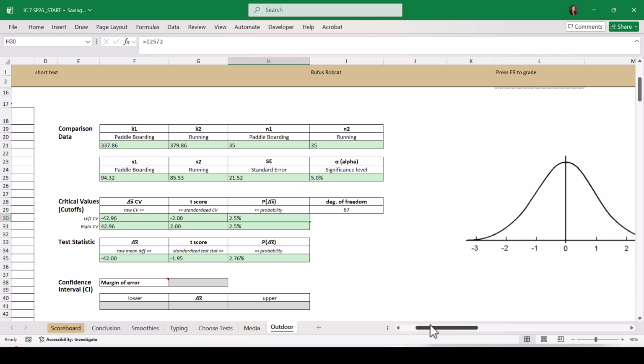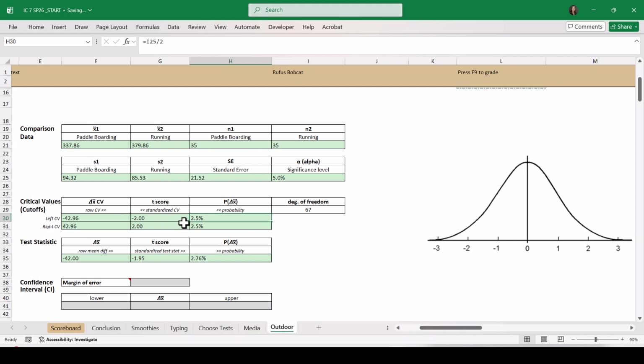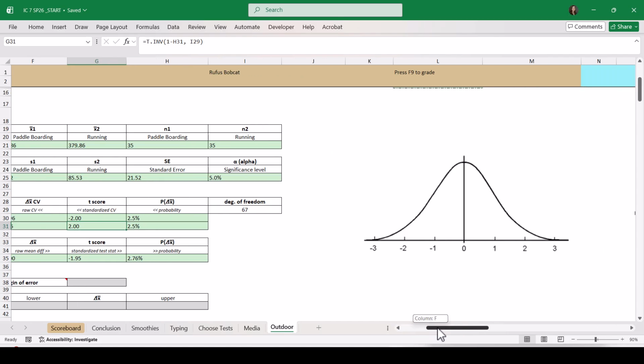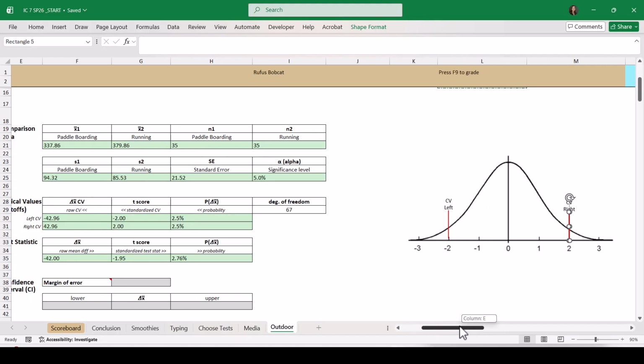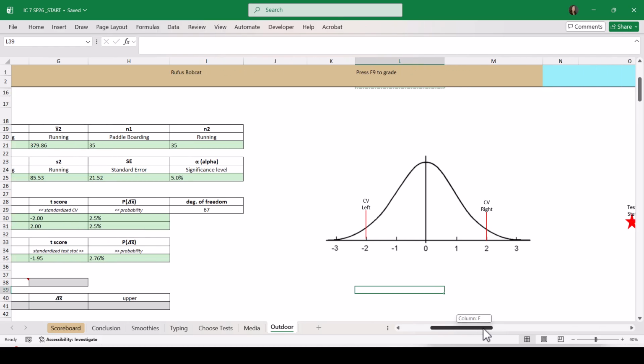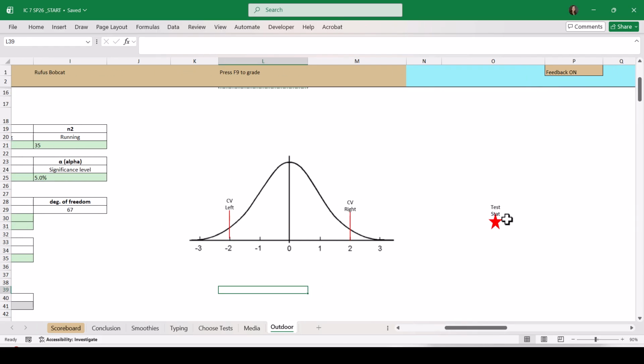Now, what about the critical value approach? For the critical value approach, you plot your standardized critical values, those t-scores of positive and negative 2.0. I am plotting my standardized t-scores right here, positive and negative 2.0. Then I'm going to plot my test statistic. If my test statistic falls in these tails, that's the rejection region. These critical values mark the rejection region. So if my test statistic falls in these tails, I'll reject the null. If not, I will fail to reject.